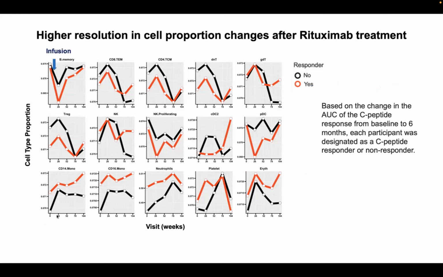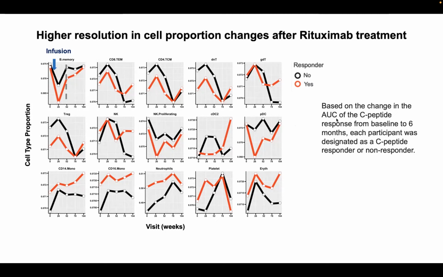Here the x-axis is the visit time of those patients, from 26 weeks and 52 weeks until 104 weeks. And the y-axis is their cell type proportion change across time. By this panel, we can see the cell proportion change for all those cells at one time. The infusion is at a very early time, and the clinical trial endpoint is at 52 weeks. So we are using the responder status here to distinguish the cell proportion change between responders and non-responders.